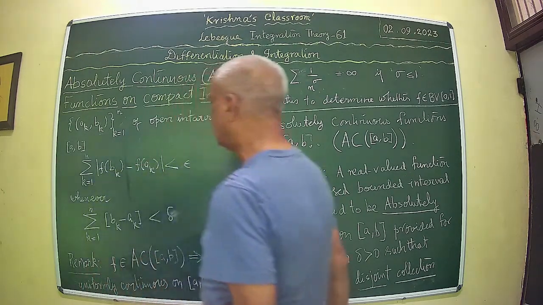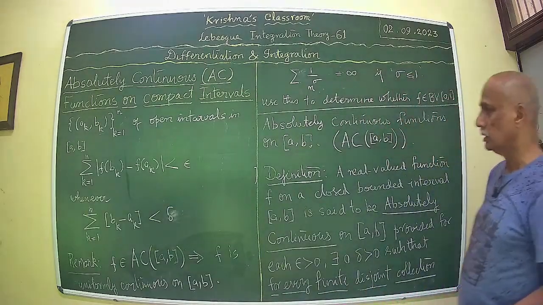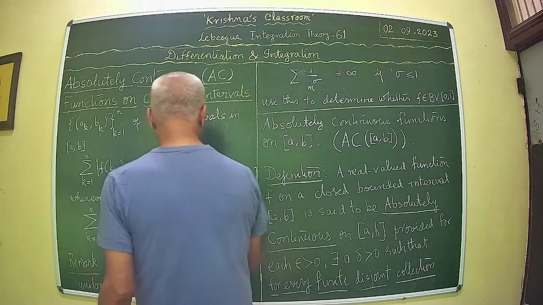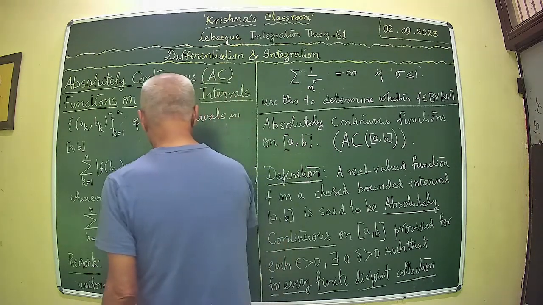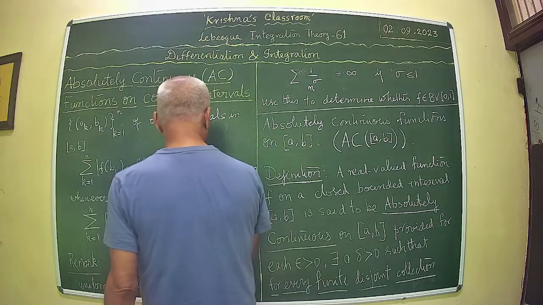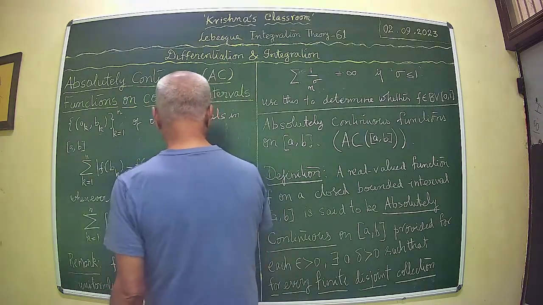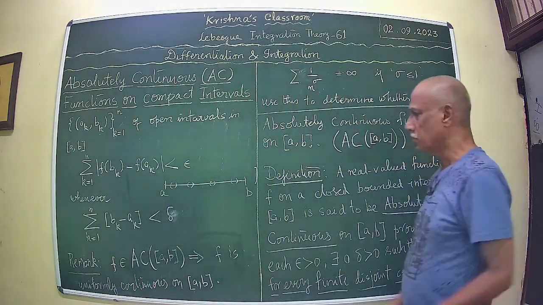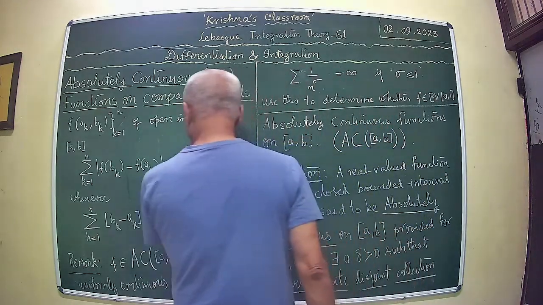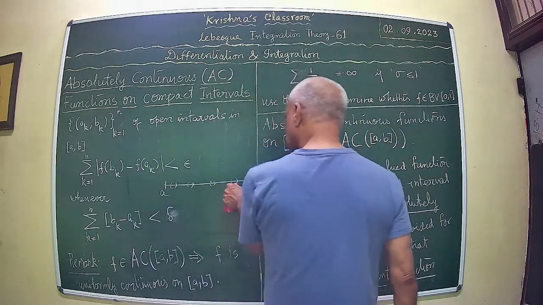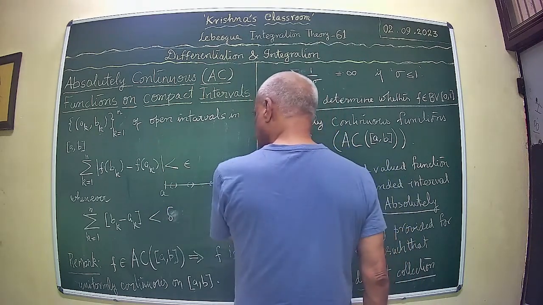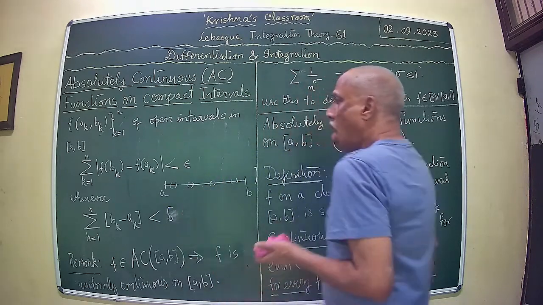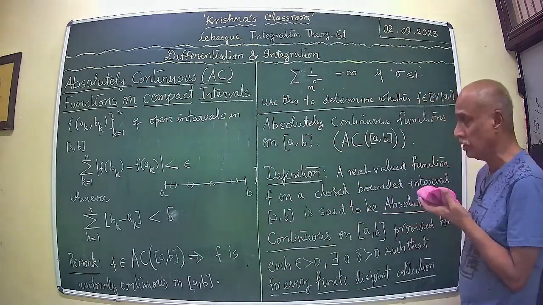In fact, absolute continuity tells much more. It says on the interval [a, b], if you choose subintervals, not necessarily continuously distributed or any such thing, so that the total length of these intervals is less than delta, then the variation of f summed up over this is going to be less than epsilon.